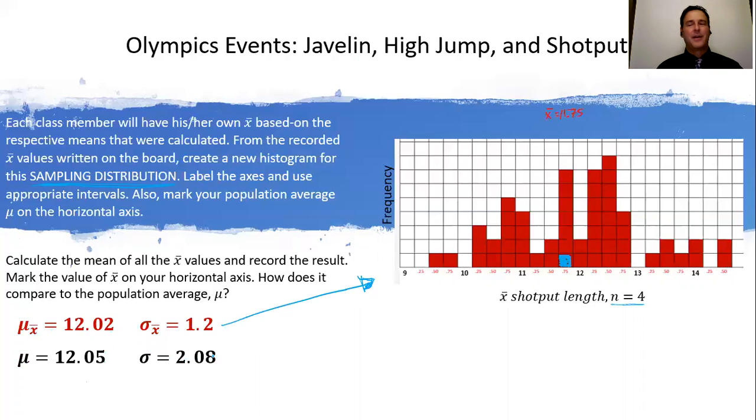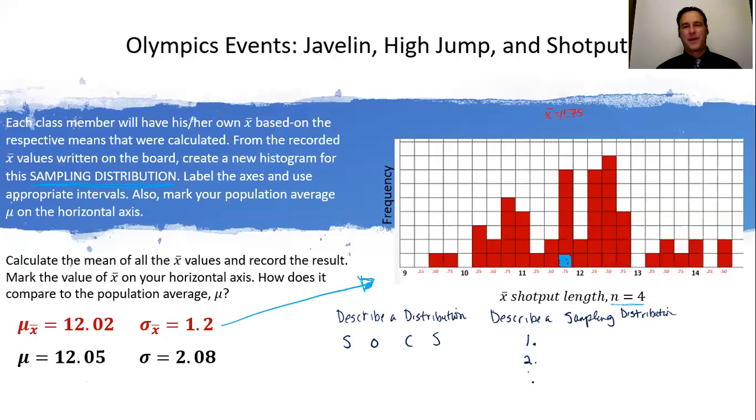Now typically, when I ask you to describe a distribution, I'm going to write this in a darker color so you can read it. If I say describe a distribution, we did this earlier, you typically do the SOCS thing. But if I say describe a sampling distribution, I'm going to want something different. I'm going to want 3 things.